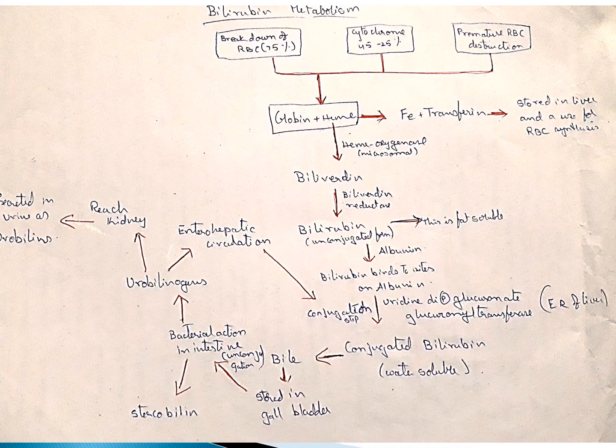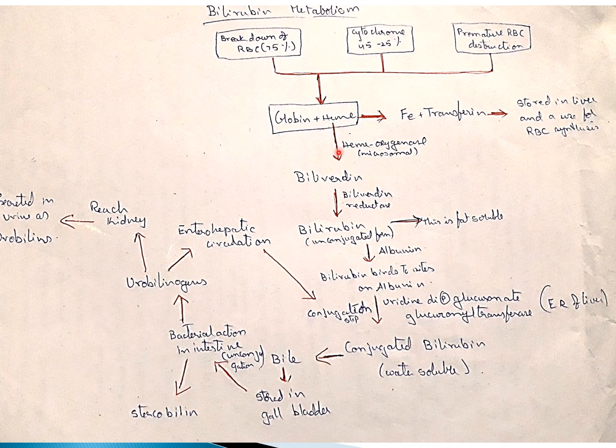Now let us see the entire pathway in detail. Bilirubin metabolism. So we have RBC breakdown taking place, or cytochrome breakdown, or premature RBC destruction. All these will lead to the production of heme. If it is hemoglobin, we have globin plus heme which break down and result in heme production. From the heme, iron is removed and it is transported by transferrin to its storage organ, that is the liver, where again it is reutilized for the synthesis of heme.